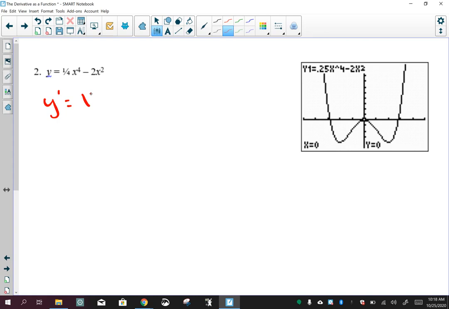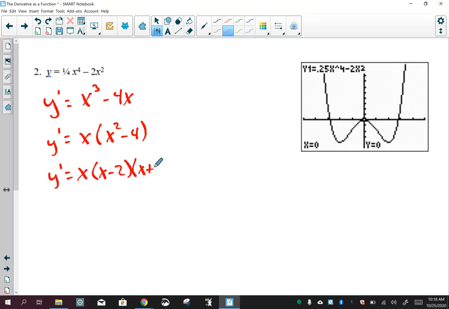Y prime gives you x to the third minus 4x. So for y prime, pull out an x. That gives me x squared minus 4. So y prime is x times x minus 2 times x plus 2. So when I'm looking at this, I have zeros at x equals 0, and then 2, and then negative 2. And if you look, I have turn points here, here, and there. So yes, that is correct.